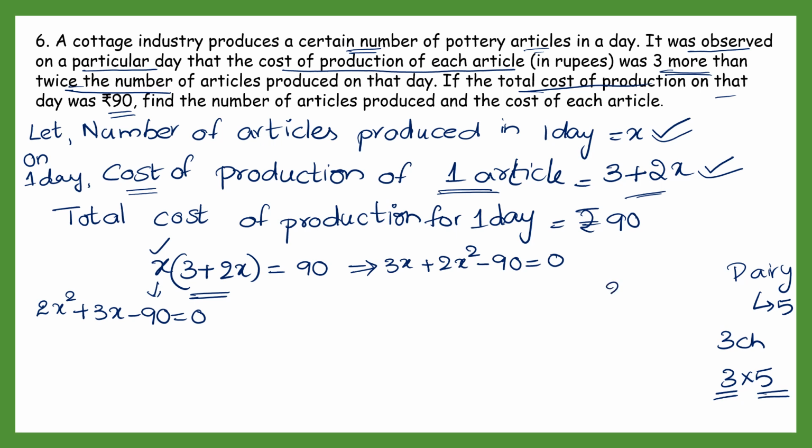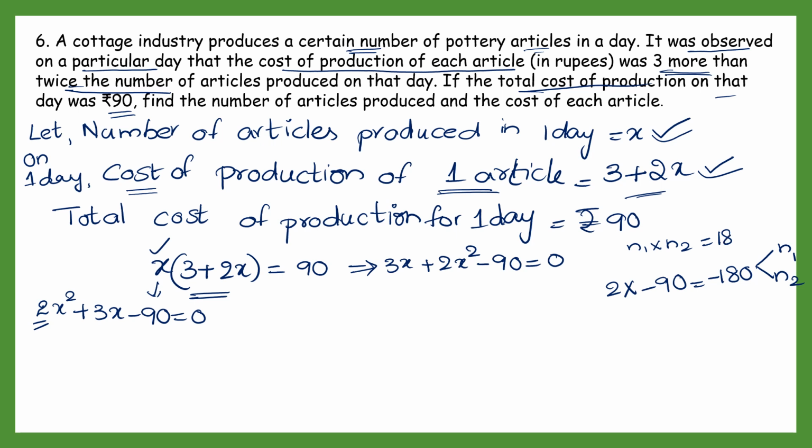How do you factorize? Take the coefficient of x square, which is 2, into the constant minus 90. What do you get? You get minus 180. This 180 should be split into two terms, n1 and n2. n1 into n2 should be minus 180 and n1 plus n2 should be the coefficient of x, which is 3. These two conditions should be satisfied. How can you split minus 180, let's see.